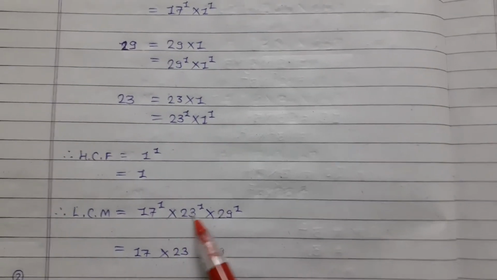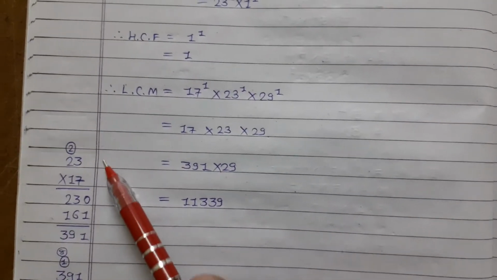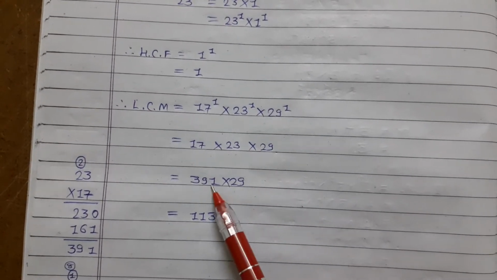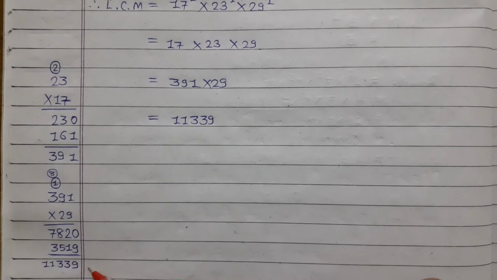HCF is 1. For LCM we have to directly multiply all the three numbers, therefore 17 into 23 into 29. 23 into 17 is 391, and 391 into 29 is 11,339. That is our answer.